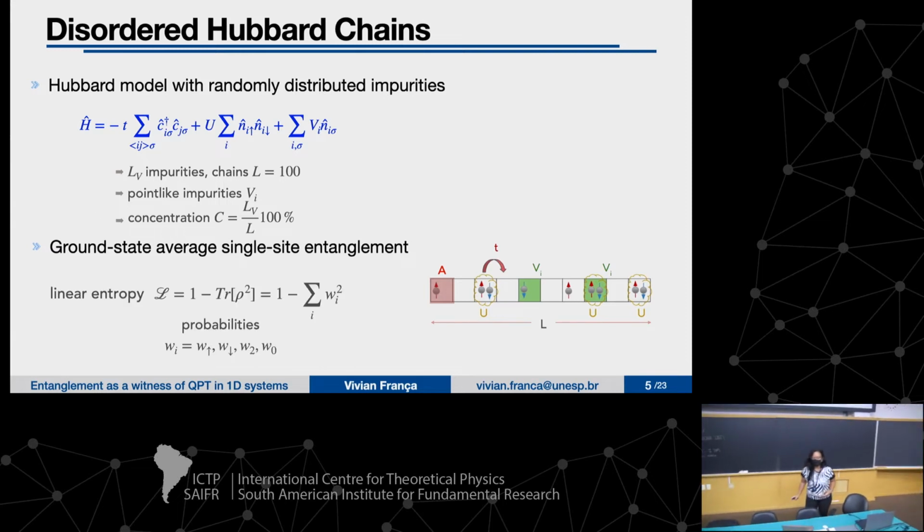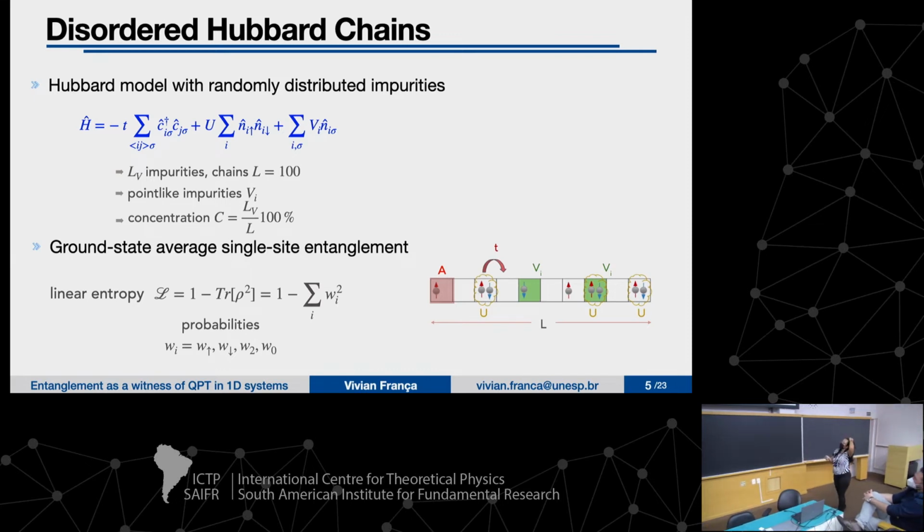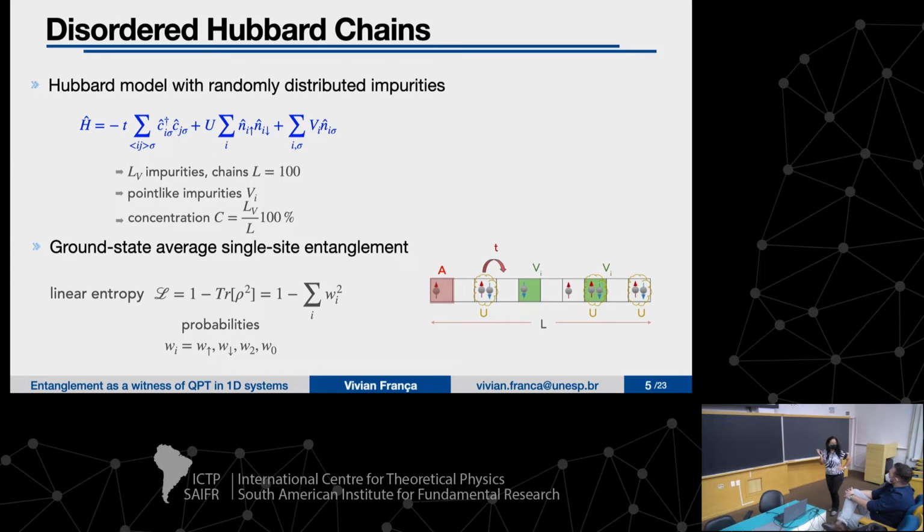For the ground state, this bipartite entanglement is well quantified via entropies, and here we are using the linear entropy, which is given by that. Essentially, that's the definition. I can write the reduced density matrix of this site in the occupation basis and end up with this formula, where the W_i are simply the occupation probabilities of that specific site. That is, the occupation probability of a single particle with spin up, spin down, double occupation, or zero occupation there.